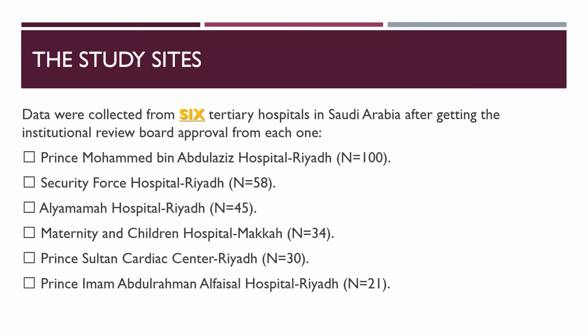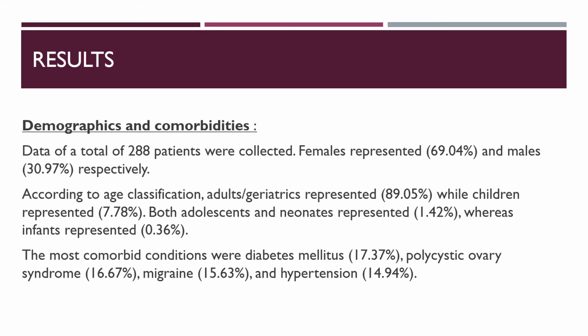The study site data were collected from 6 tertiary hospitals. Prince Mohammed bin Abdulaziz Hospital, Riyadh, we have 100; Security Force Hospital, 55; Al Yamama Hospital, 45; Maternity and Children Hospital in Mecca, 34; Prince Sultan Cardiac Center, 30; Prince Imam Abdulrahman Faisal Hospital, 21 patients. The data total will go with the results.